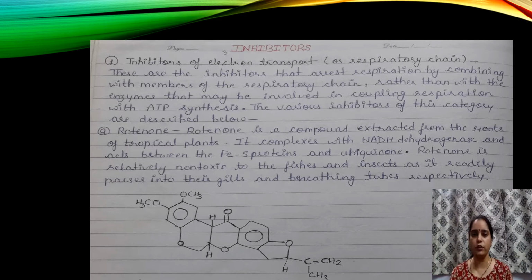First one is rotenone. Rotenone is a compound that is extracted from the roots of tropical plants. It complexes with NADH dehydrogenase and acts between the iron sulfur protein and ubiquinone. Rotenone is relatively non-toxic to the fishes and insects as it readily passes into their gills and breathing tubes respectively. You can see here the structure of rotenone.